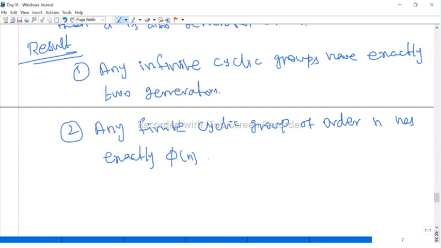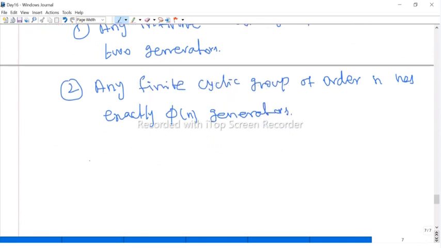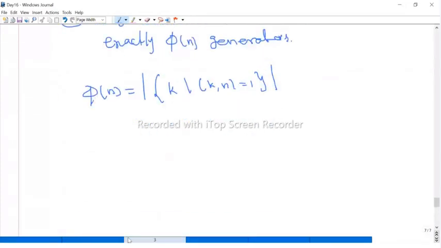So I will say what this phi of n is. This phi of n is a very important number. So what is this phi of n actually? Phi of n is nothing but the cardinality of the set of k which are relatively prime to n. Because all the k's which are relatively prime to n are the generators, the cardinality is phi of n. Now how to find this one, there is a formula.